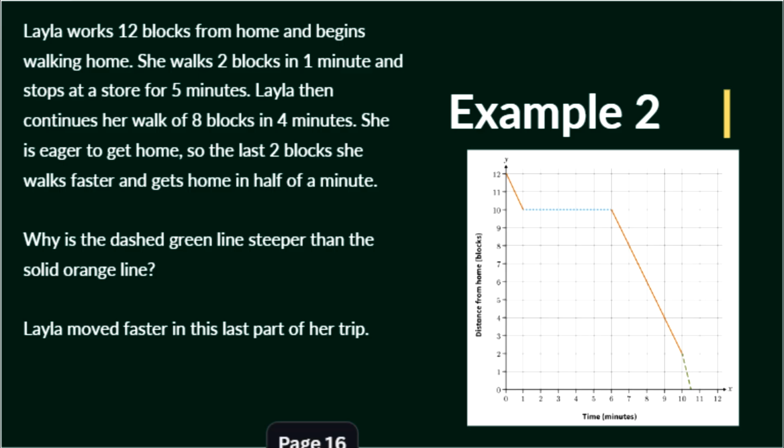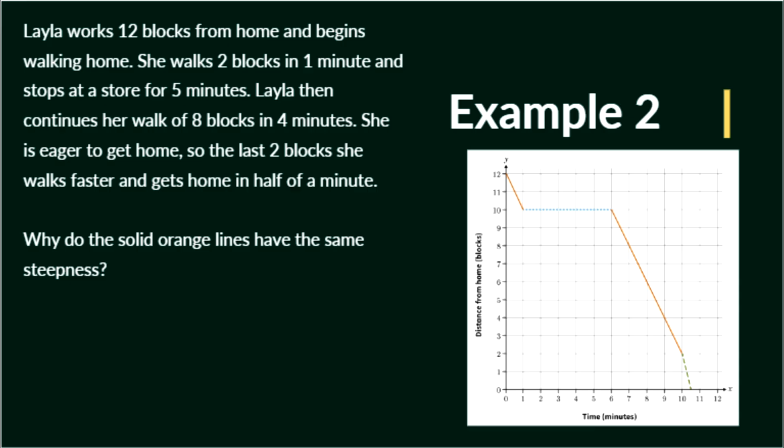She did go faster. Why do the solid orange lines have the same steepness? Why does this line and this line have the same slope? Because she was walking at the same pace. That says up here she walked 2 blocks in 1 minute, and then she walked 8 blocks in 4 minutes. So she's spending 30 seconds on each block.